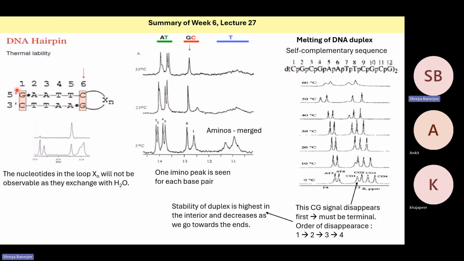So in this case, all the 6 base pairs are clearly distinguishable, and for 6 base pairs, you will see 6 iminoprotons. Indeed, you can see in the imino region, the peaks are labeled as 1, 2, 3, 4, 5, and 6 because you are getting 6 peaks from the 6 iminoprotons. And as the temperature is increasing, the peaks start to merge as discussed before. So as I said, the melting of the DNA duplex.